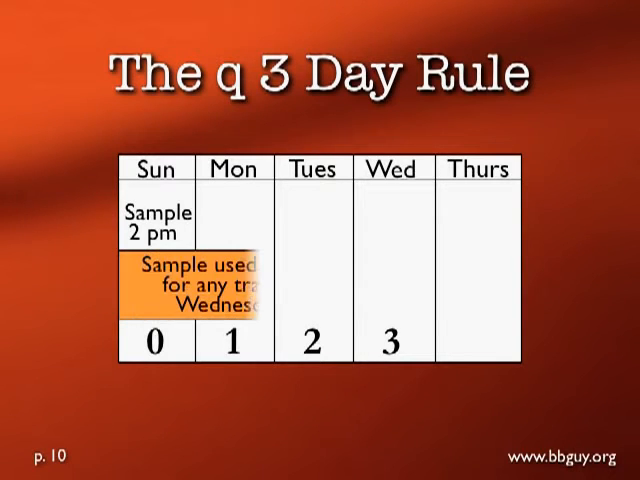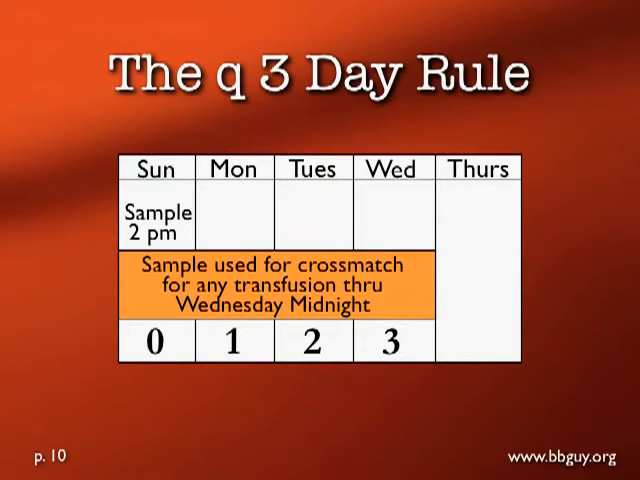So for anything that's done for this patient, any compatibility testing, any cross-matching, any blood typing, etc., that's done on this patient between now and midnight on Wednesday, in our example here, that same sample can be used. Now that's technically only true if the patient has been pregnant or transfused within the last 3 months.